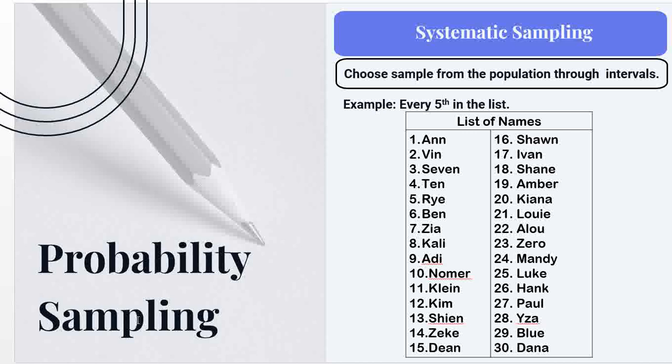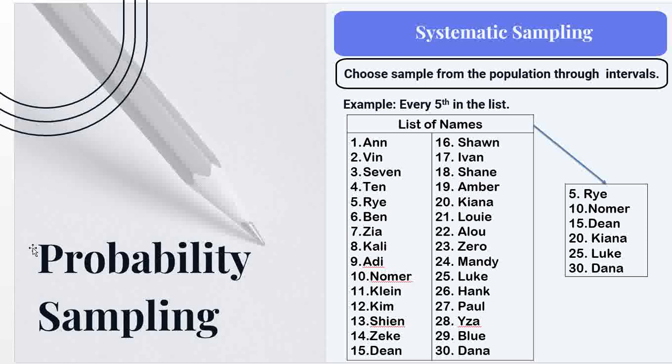Then you choose. How are you going to choose? It depends on you. Let's say you can do every fifth. So, everyone at the fifth count will be your sample. So, we have here Rai, Nomer, Dean, Kiana, Luke, and Dana. Why were they chosen? Again, because what we did is systematic, every fifth.